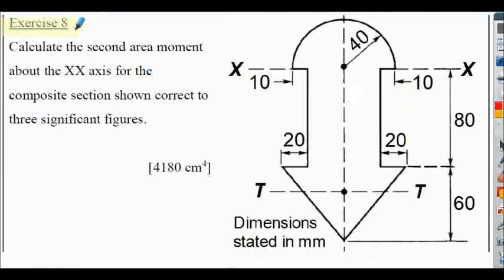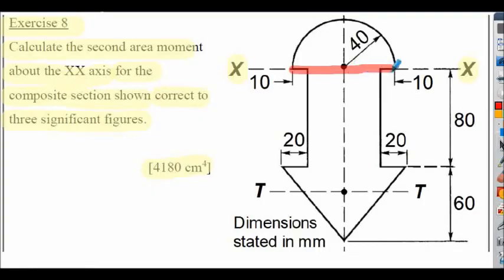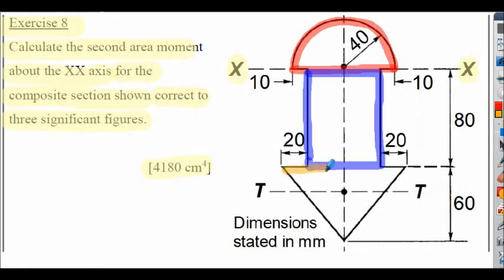Here's exercise 8. We've got to calculate the second area moment about the xx axis, shown here, for the composite section shown, correct to 3 significant figures. Answer shown here in the bracket. So essentially we'll need to consider this in 3 sections. We have a semicircular section, we have a rectangular section, and a triangular section.